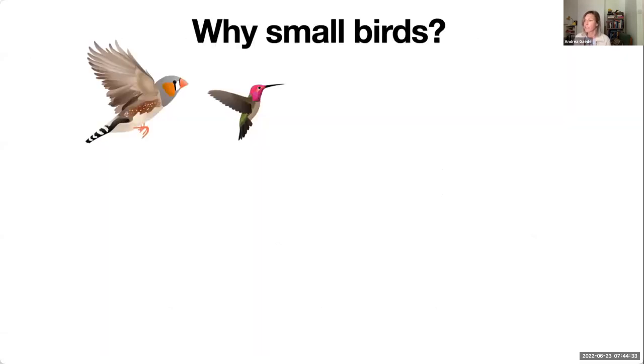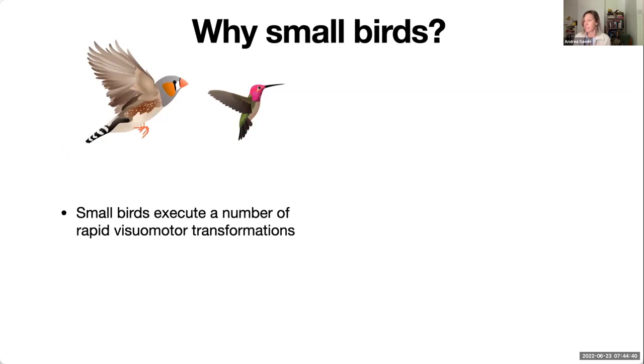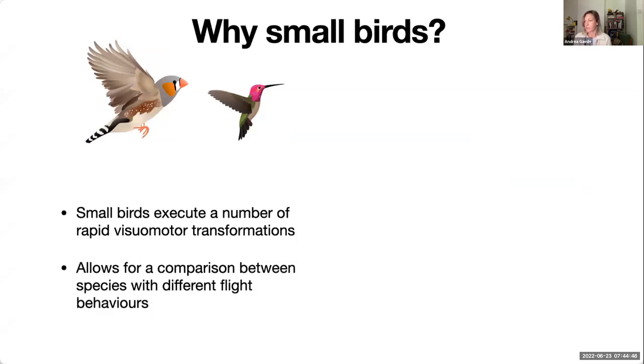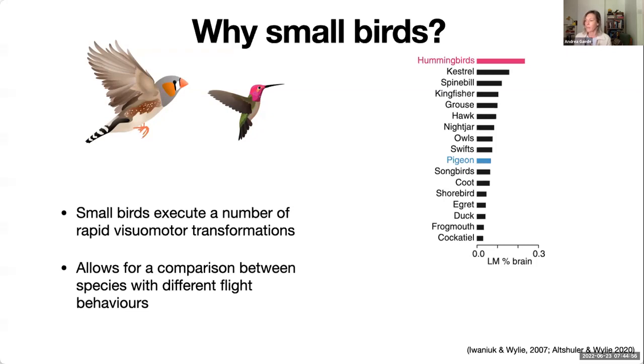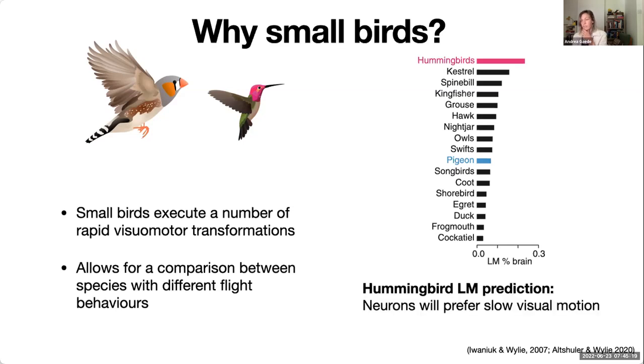You might be wondering why small birds? The data I'm going to show is from hummingbirds and zebra finches, and they both execute a number of rapid visual motor transformations. This also allows for a comparison between species with different flight behaviors or flight modes. Earlier work by Doug Wylie and Andrew Iwaniuk showed that the LM in hummingbirds is hypertrophied relative to brain size, and to a lesser extent in transiently hovering birds. So it was hypothesized that this region of the brain was a site of neural specialization for hovering. Given this specialization, I asked if hummingbird LM cells prefer slow speeds to support optic flow demands for hovering flight.